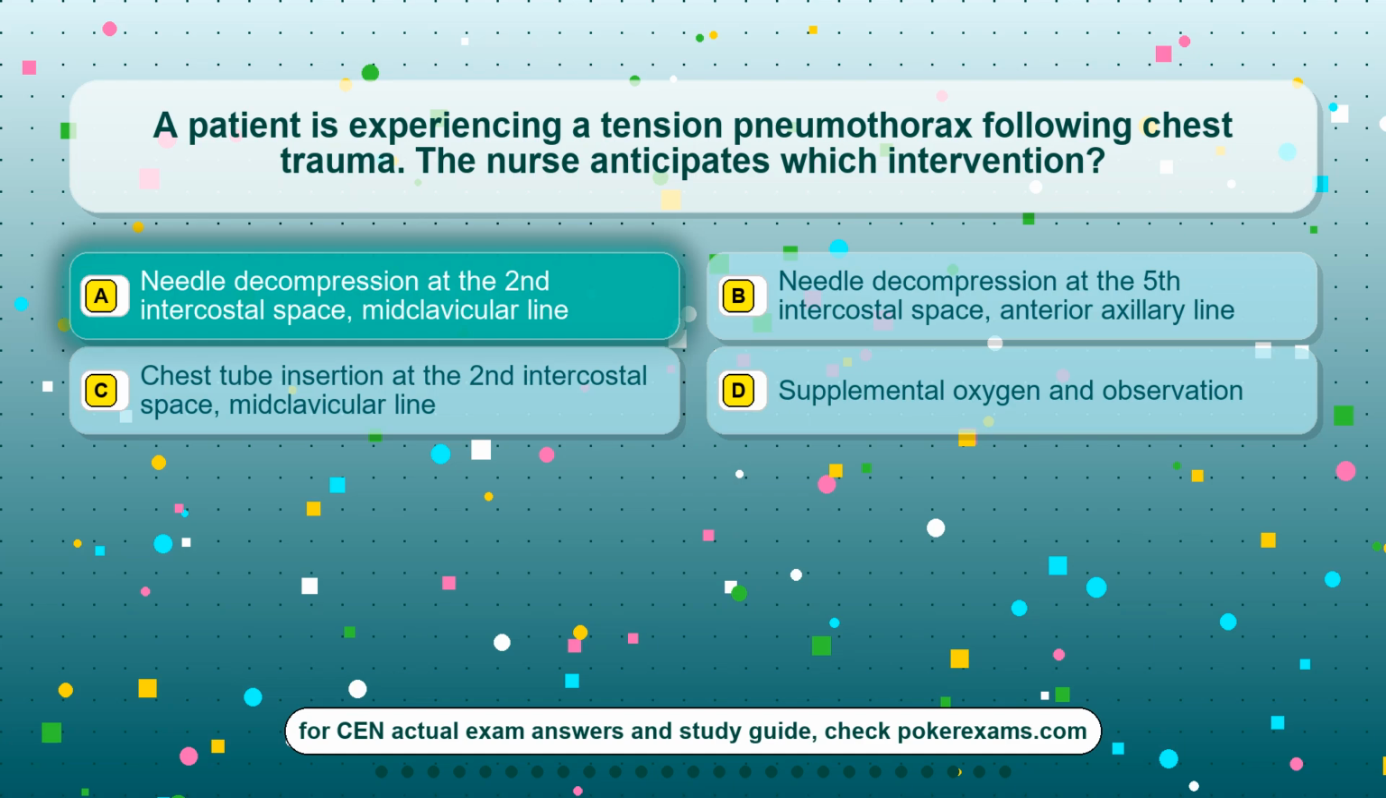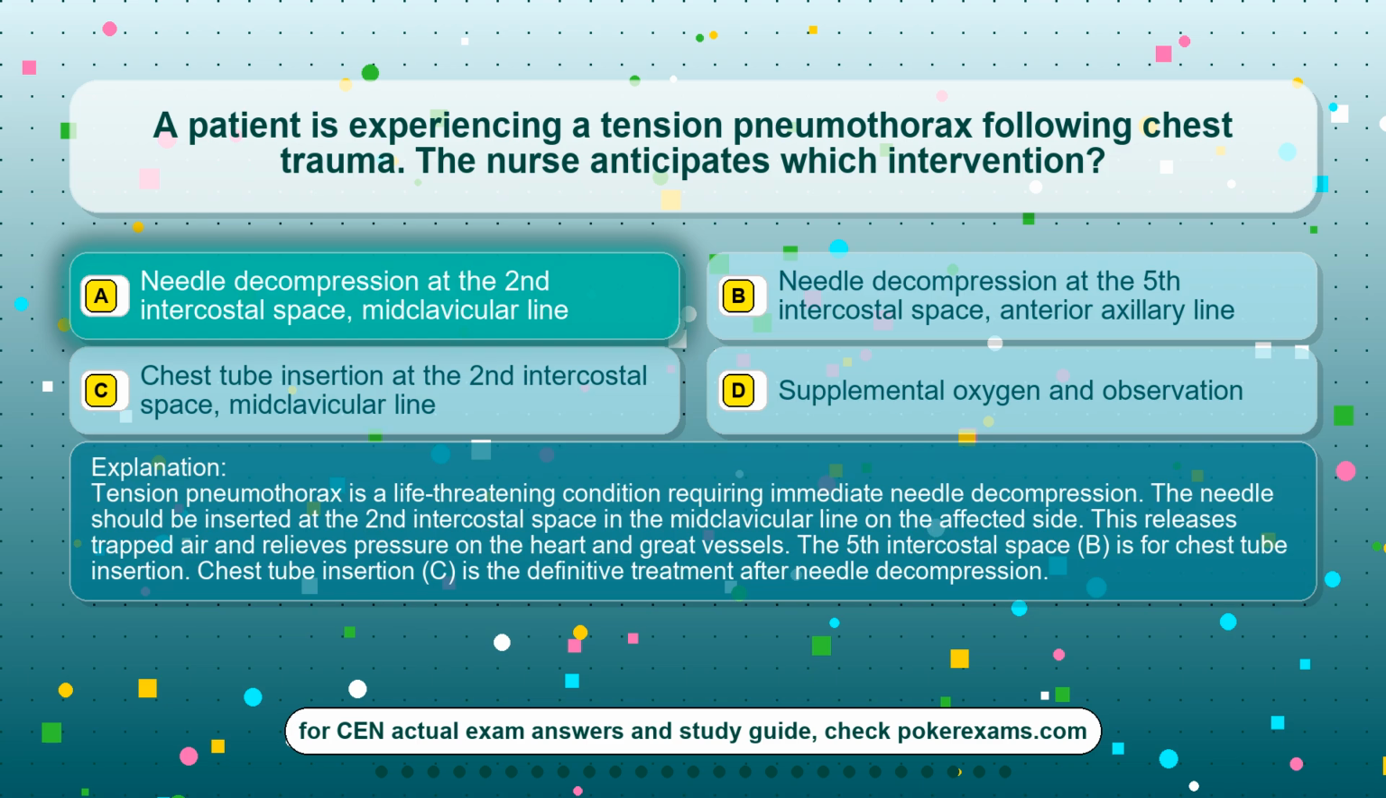The correct answer is option A, needle decompression at the second intercostal space, midclavicular line. Tension pneumothorax is a life-threatening condition requiring immediate needle decompression. The needle should be inserted at the second intercostal space in the midclavicular line on the affected side. This releases trapped air and relieves pressure on the heart and great vessels. The fifth intercostal space, B, is for chest tube insertion. Chest tube insertion, C, is the definitive treatment after needle decompression.